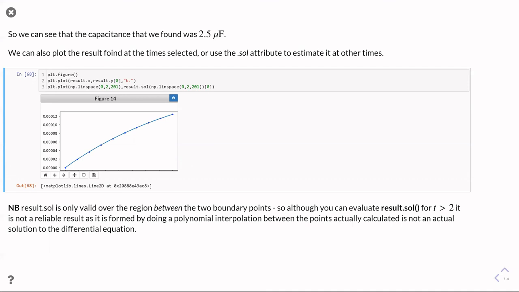But with those caveats, you can see you can solve a different type of problem, these boundary value problems, equally easily with SciPy.